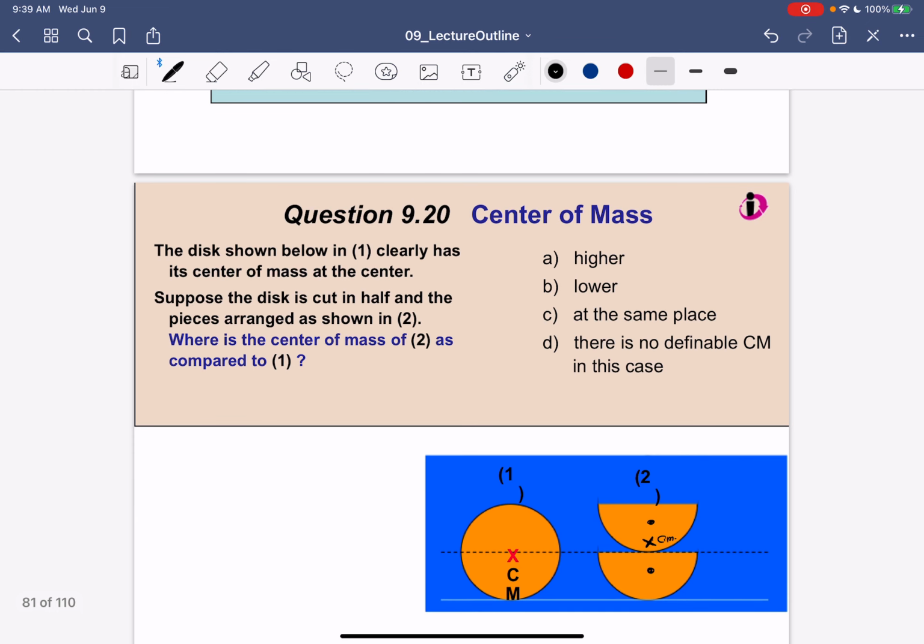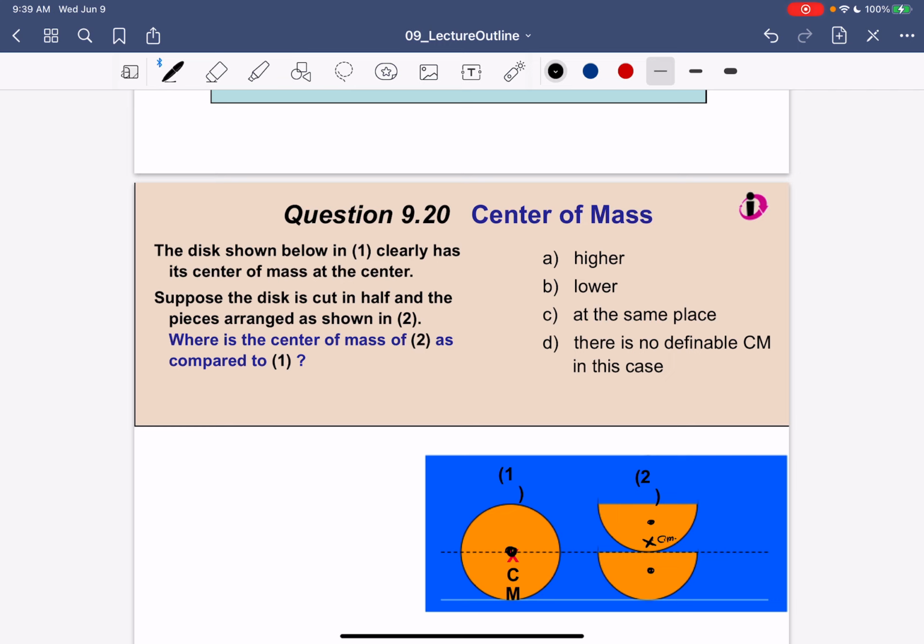Yeah, this is an interesting one. I have a disk shown below, and for uniform objects, the center of mass is going to be at their geometric center. If I have a sphere, then it's going to be at its center like this. Now suppose the disk is cut into half and the pieces arranged as shown. Where is the center of mass 2 compared to 1?